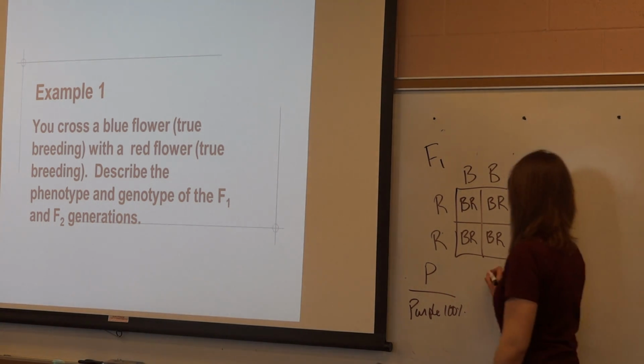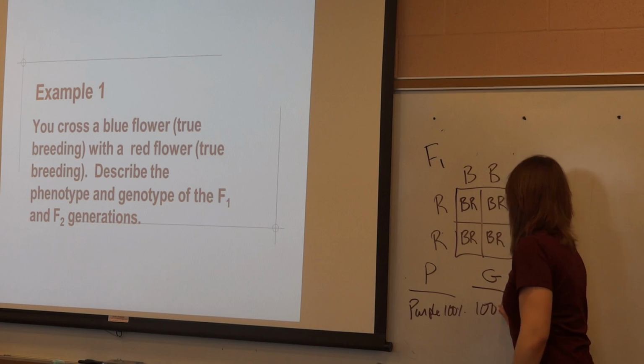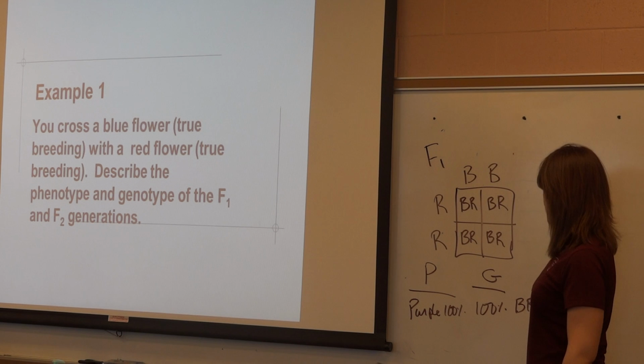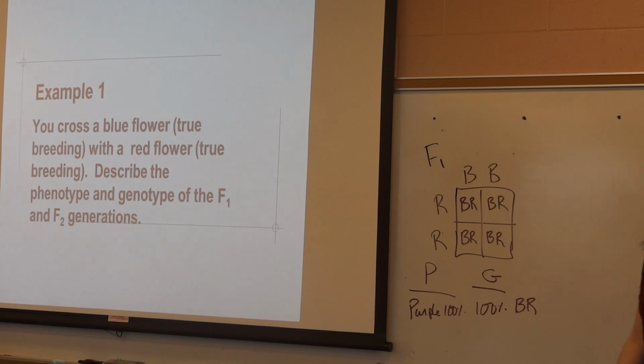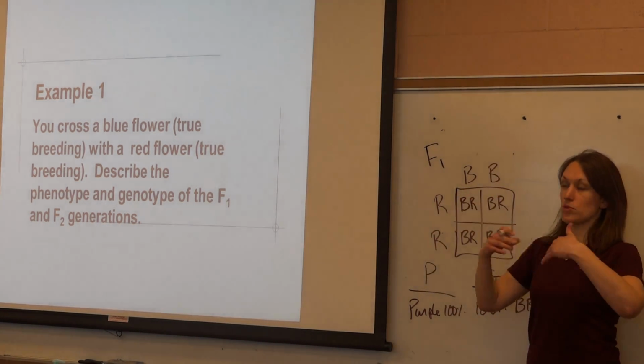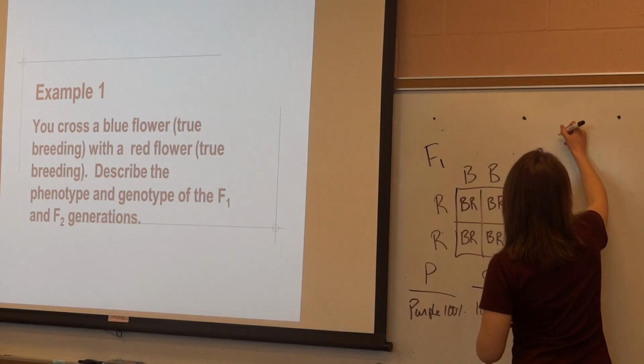How about my genotype? 100% big B, big R. That's my phenotype and my genotype. Any questions on the first generation? It's incomplete dominance, so you just have to know that when you cross blue and red, blue and red together make purple. All right, let's do the F2 generation.